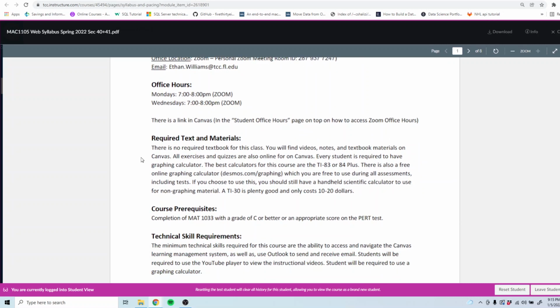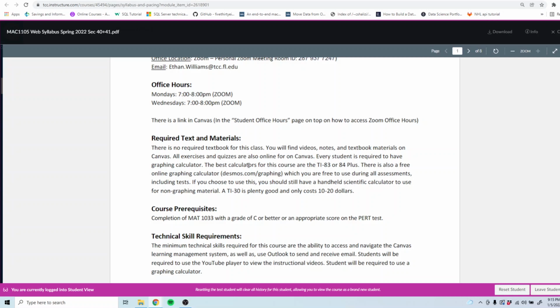Right. So required text and materials, there is no required textbook. That means exactly what it sounds like. You don't have to pay for anything except the course itself. Now, you do need a calculator. You should have a handheld calculator, but you don't need a graphing handheld calculator.